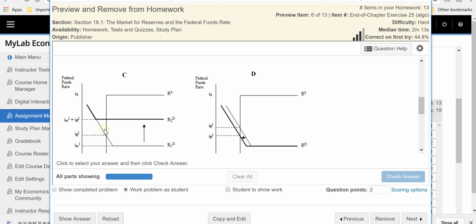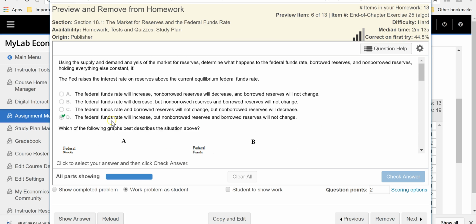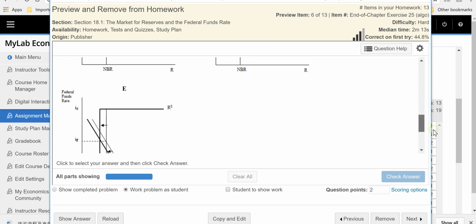Because this portion means that the federal funds rate is lower than the discount rate at which banks can borrow from the Fed, so no bank will bother to borrow from the Fed. They can just borrow from each other and get a lower interest rate. So the fact that both the original equilibrium rate and the new equilibrium federal funds rate stay on the same vertical portion of the supply curve means the borrowed reserves are zero in both cases. So that's why we choose this. The federal funds rate will increase, but the non-borrowed reserves and the borrowed reserves will not change. So now we see that we should choose C for the second part.